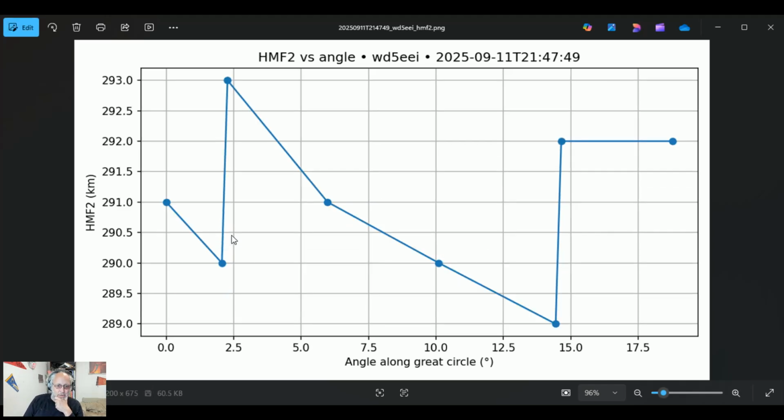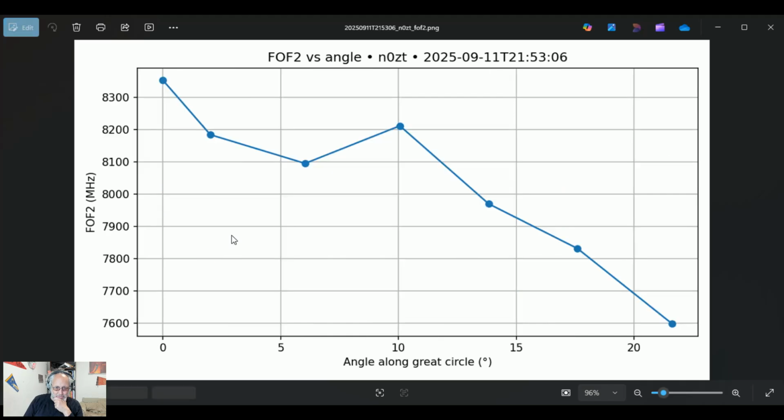Similar things for WD5EEI, which I think was in similar directions. And this just reminded me, actually, where I need to be displaying these is in a map like the elevation map. So we'll work on that next time.